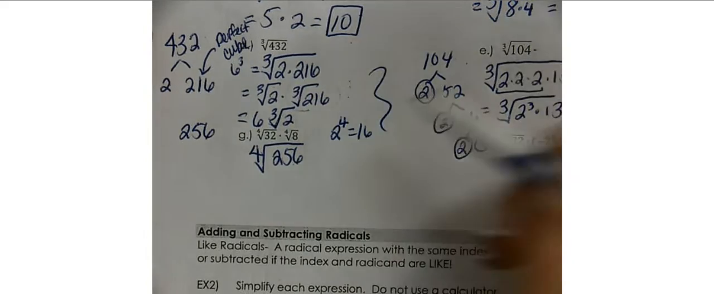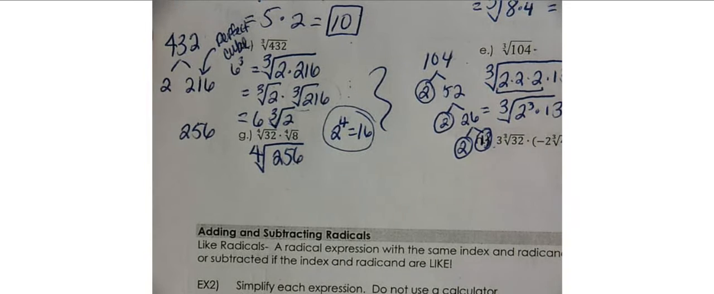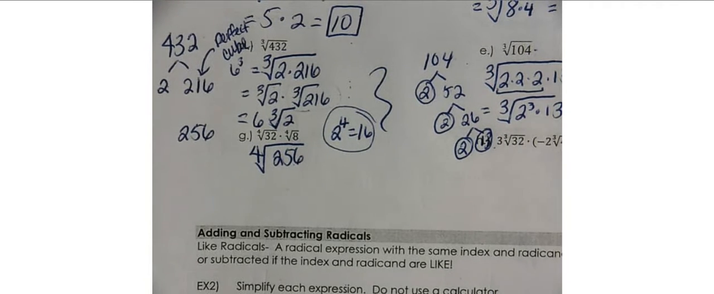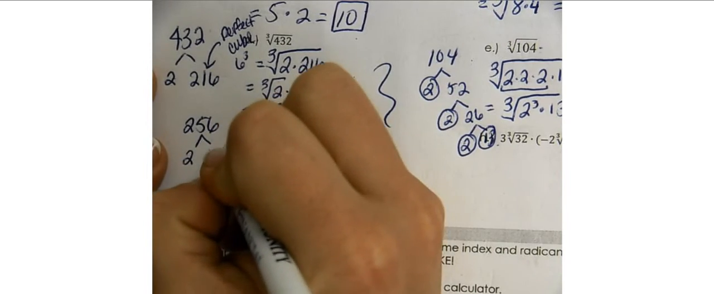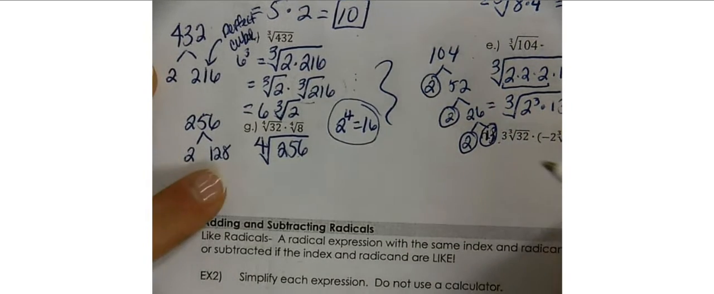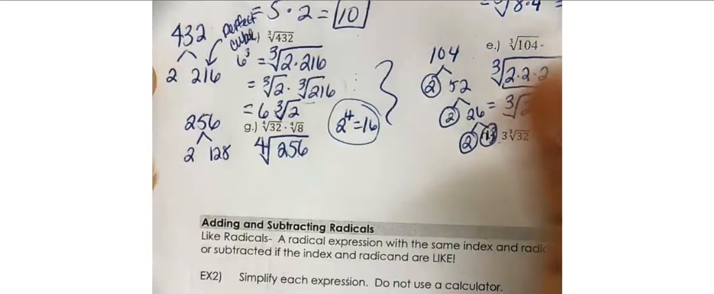Now, the only perfect 4th power that I know of is 2 to the 4th power, which is 16. That might be something for you to know and to memorize and study. 2 to the 4th power is 16. And if I can at least get down to a 16, or break it down so that I can find a group of 4 numbers that are the exact same, that might be a good thing. So I'm going to divide 256 by 2, and I end up getting 128.